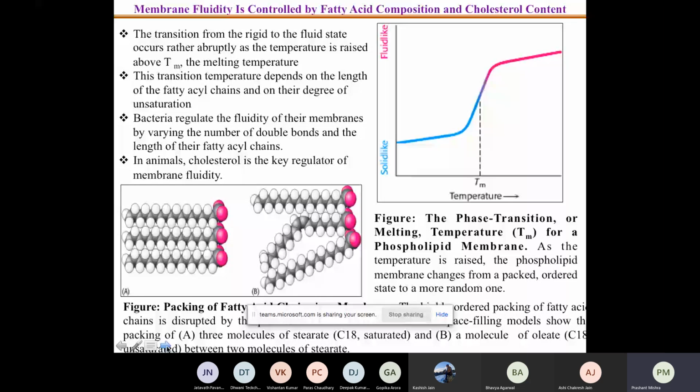Now, coming to one more interesting point about the fluidity of the membrane. Sir, I have a doubt. Yes. So in viruses, the flip-flop motion is allowed. Sir, how does it benefit their membrane structure?